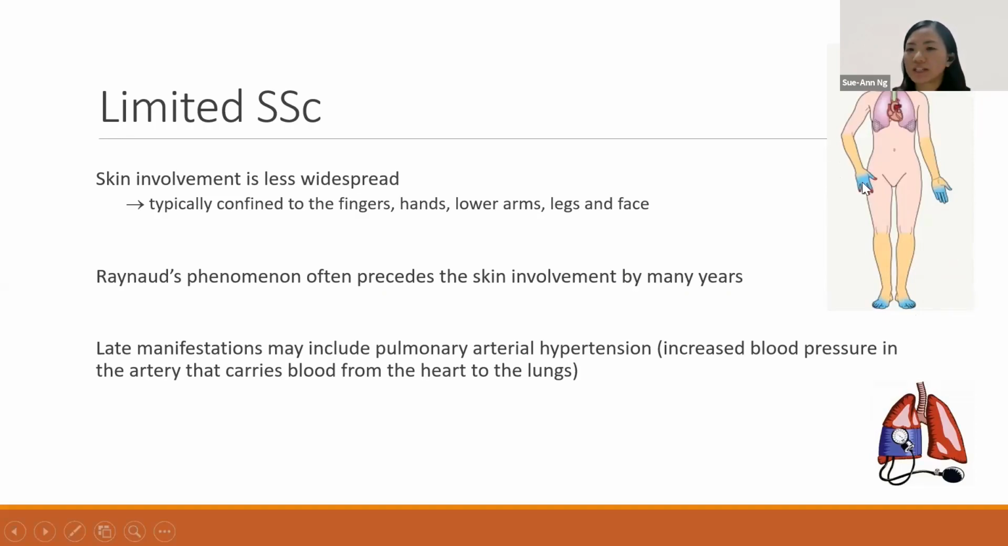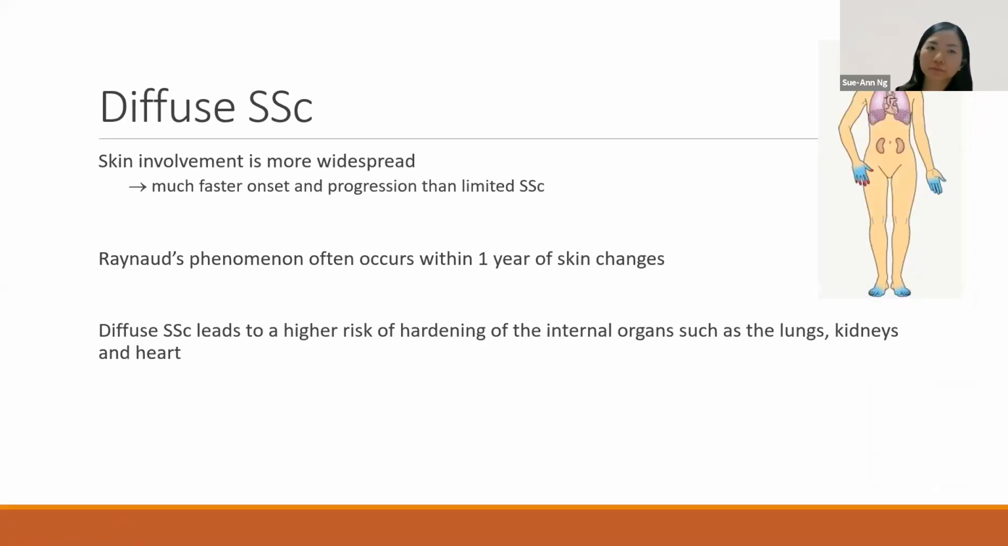So the fingers, the hands, and the lower arms, legs, the feet and toes, as well as the face are involved in the limited subtype. And Raynaud's phenomenon, when it occurs, often precedes the skin involvement by many years. Late manifestations that may occur include pulmonary arterial hypertension, which is a condition that results from the increased blood pressure in the artery that carries blood from your heart to your lungs.